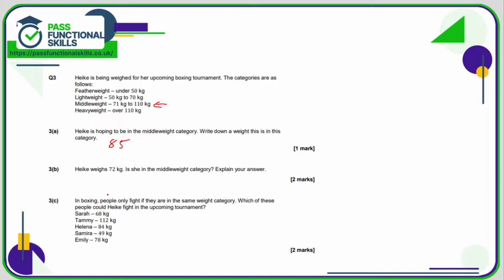Question 3b. Heike weighs 72 kilos. Is she in the middleweight category? Well, 72 is between 71 and 110, so yes, because 72 is greater than 71 and less than 110.